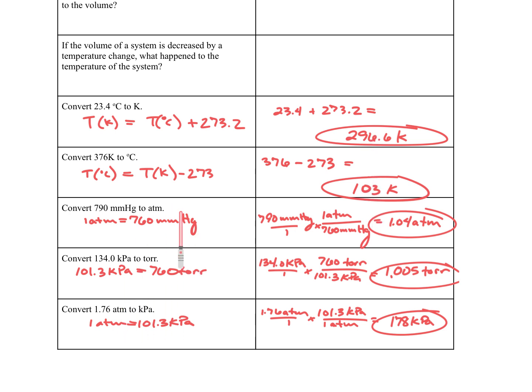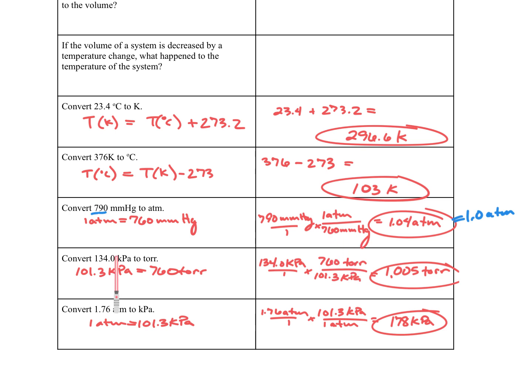The next three questions are pressure conversions. They're literally just dimensional analysis, so you need to understand this relationship, so that if you have 790 millimeters of mercury, you just divide by 760 to get 1.04 ATMs. You probably could just round this to 1.0 because there are only two significant figures here. I just wanted to show that this is the process.